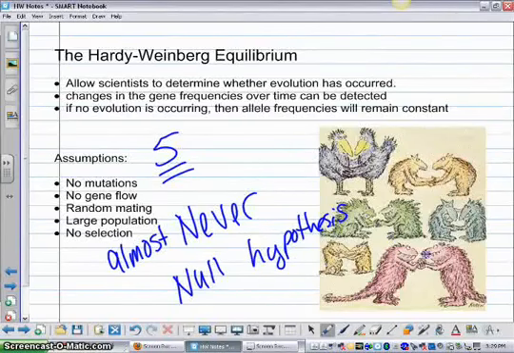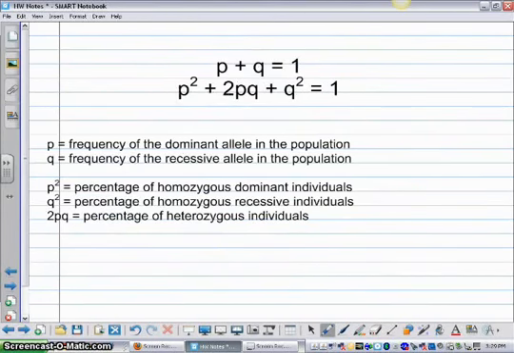So if you look at this little population here, obviously there's not random mating. There's clearly sexual selection based on the type of organism. They're kind of pairing up by color there. So let's do a couple quick examples just as a reminder.